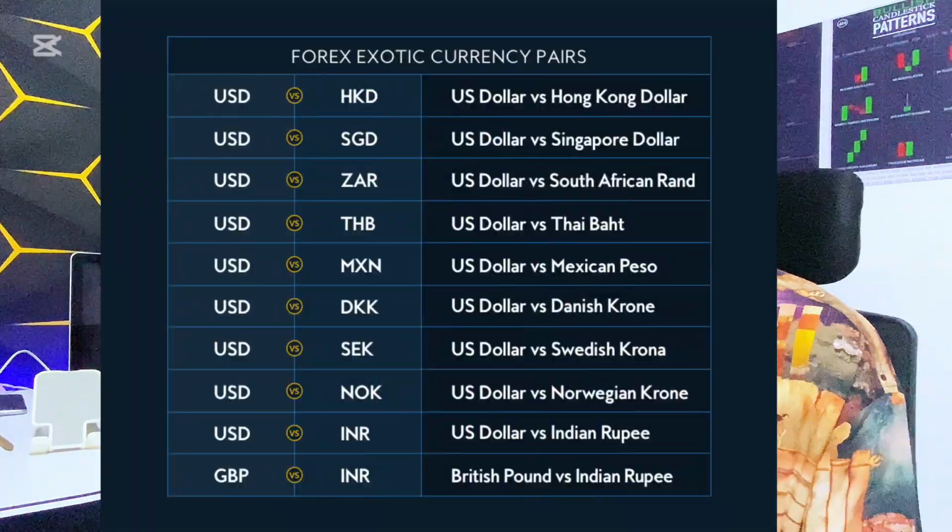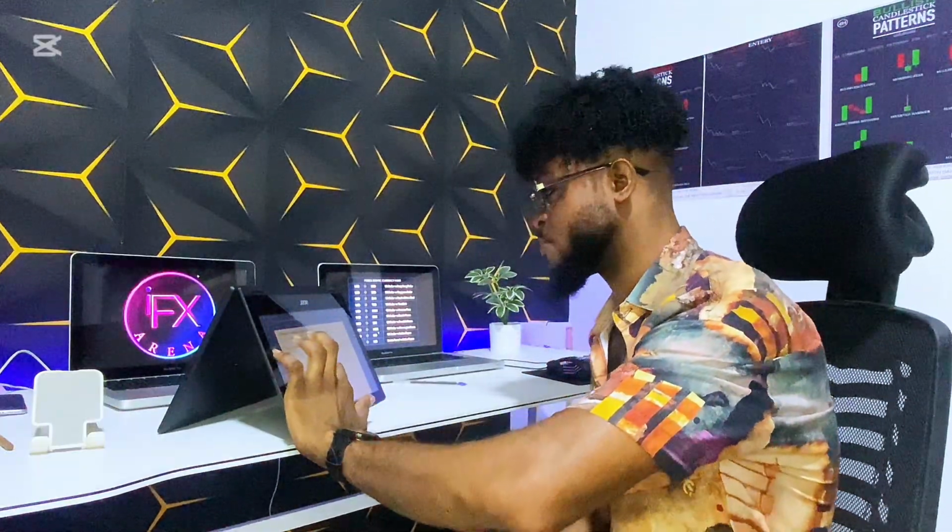Also, forex exotic currency pairs. Exotic currency pairs are currencies that are less traded. For example, USD HKD, the Hong Kong dollar, USD SGD, the United States dollar versus the Singapore dollar, and USD ZAR, that is the South African rand. These currencies are very, very less traded among the traders in the forex market.